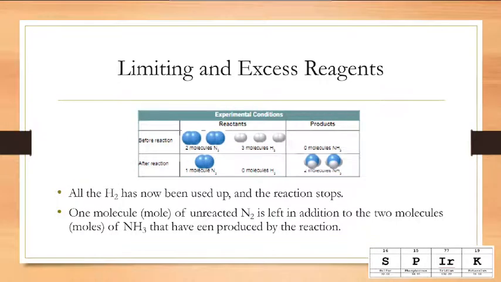All the H2 has now been used up, and the reaction stops. 1 mole of unreacted N2 is left in addition to the 2 molecules of NH3 that have been produced by the reaction. So N2 is left over. We would say that that's our excess reactant. And our reaction stopped because we ran out of H2. H2 was our limiting reagent.